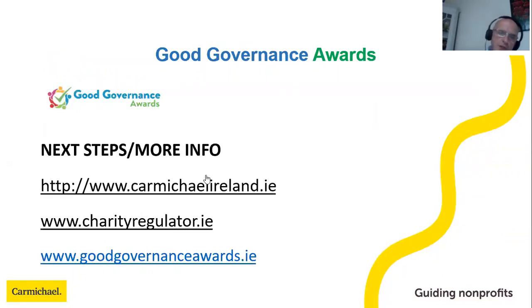The next steps then, of course, there are reservoirs of information available on the Carmichael Ireland.ie website, and of course the charity regulator has fantastic guidelines and guidance documents on a whole range of topics. Again, the Good Governance Awards website will give you an insight into what should be contained in an annual report, and from reading some of the notes in it, how you can improve the annual report.